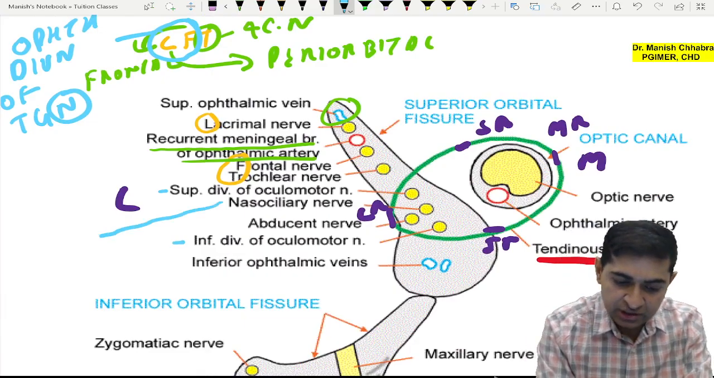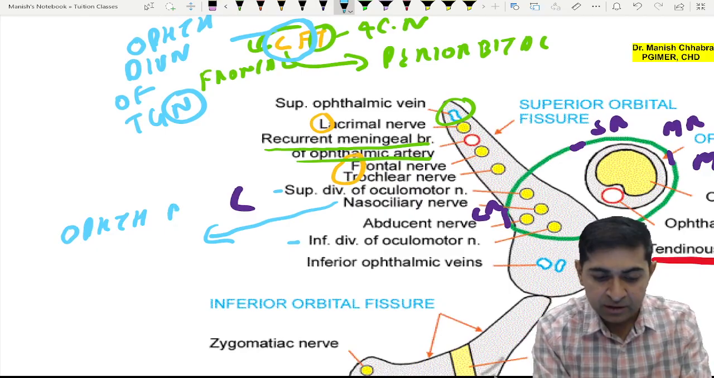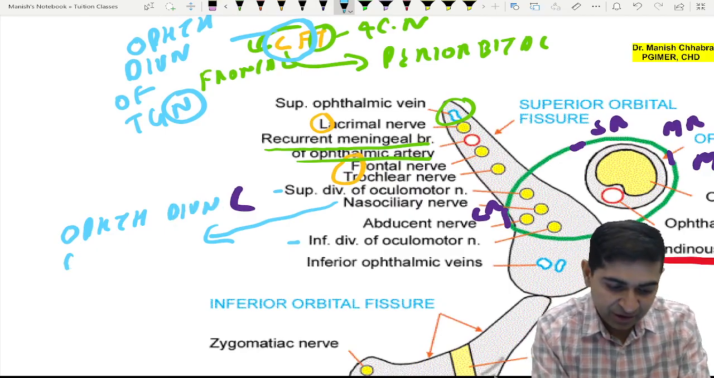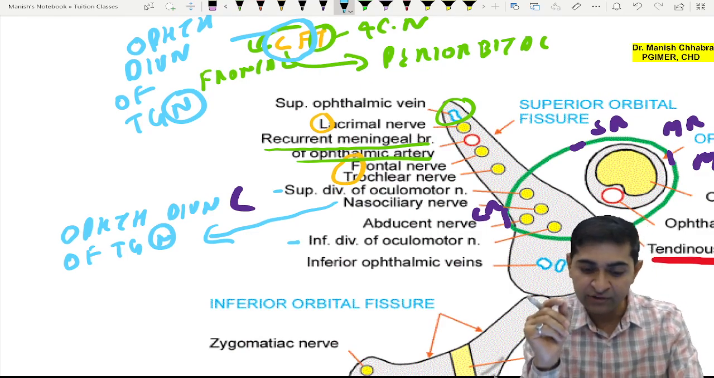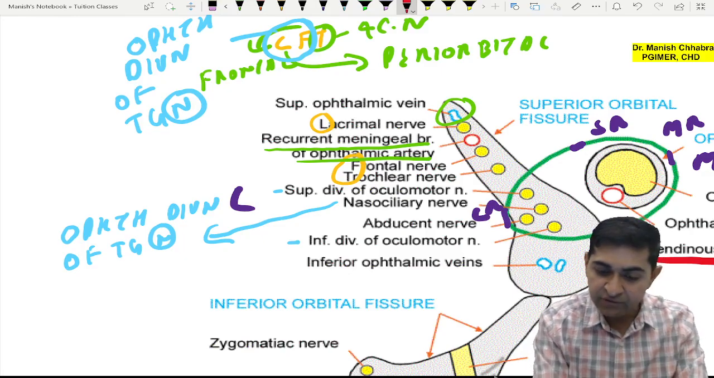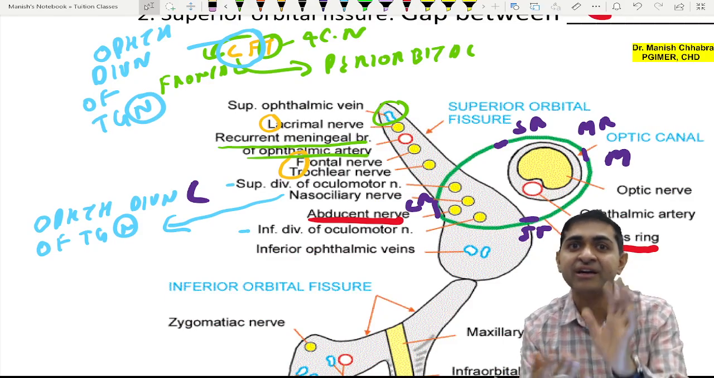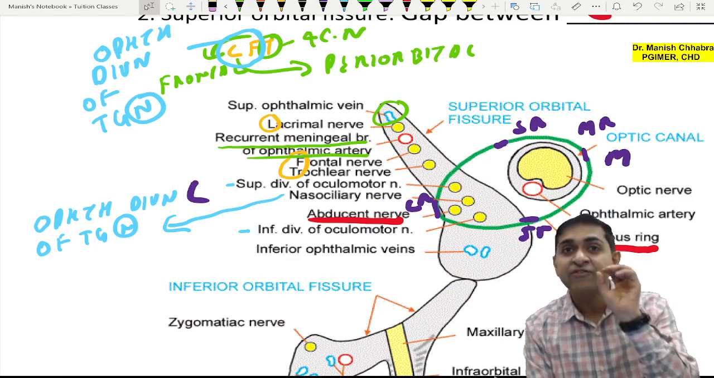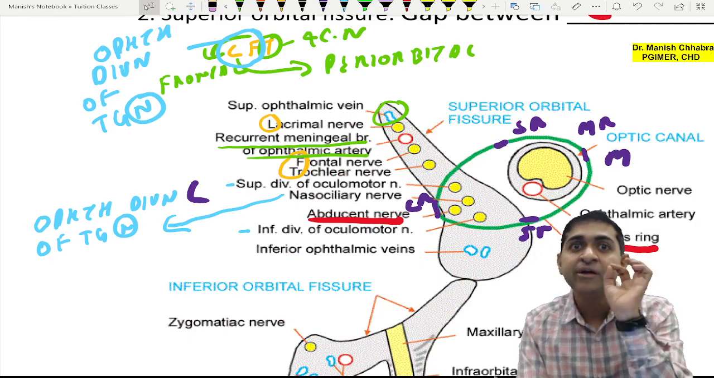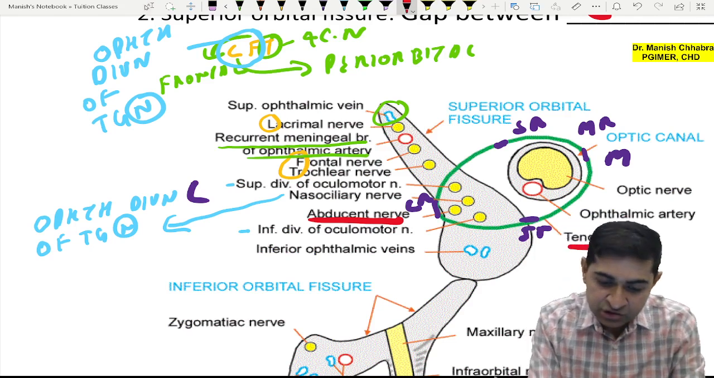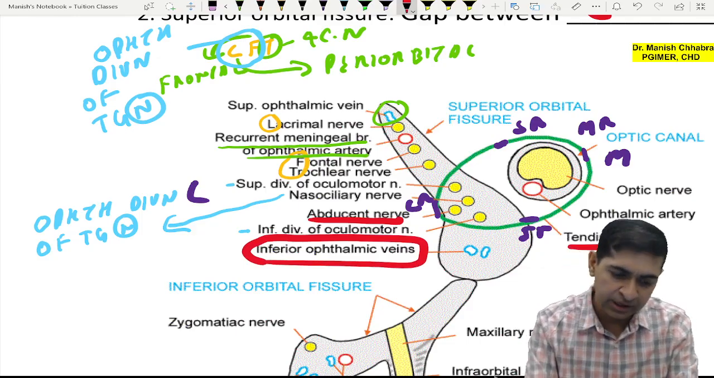Then there is the nasociliary nerve, which is a branch of the ophthalmic division of the trigeminal nerve. Then we have the abducent nerve, which we have done; it supplies the lateral rectus muscle. And from the inferior part of the superior orbital fissure, there is exit of one vein, that is your inferior ophthalmic vein. Understood? Okay.